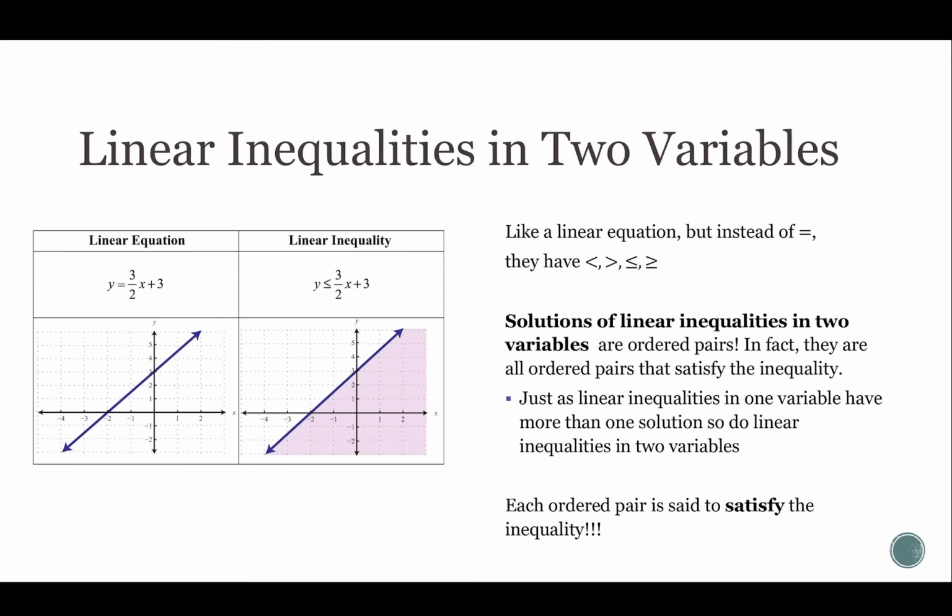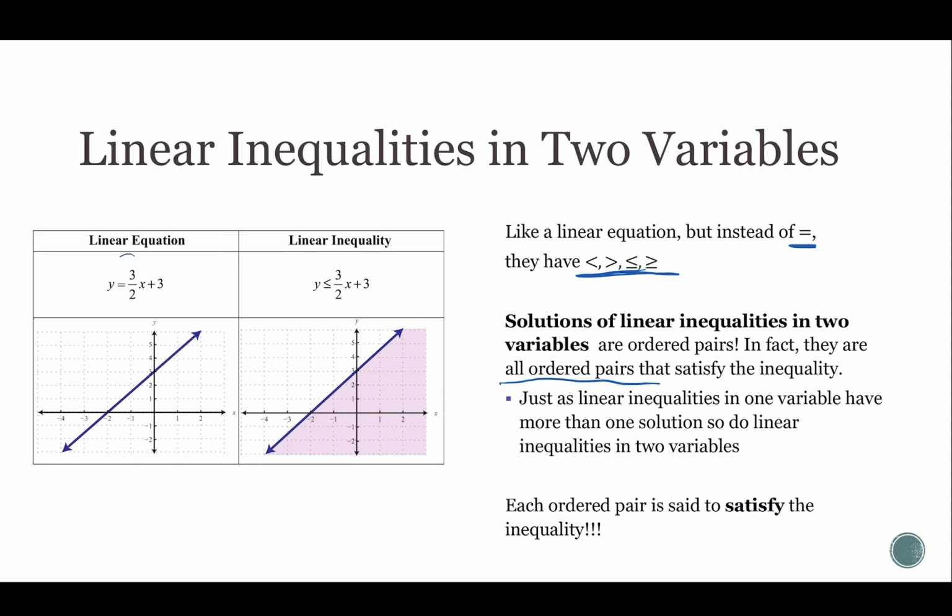So when I have a linear inequality in two variables, it's like an equal sign, but instead it has one of our inequality symbols. And the solutions of linear inequalities are still ordered pairs. It's just they're all ordered pairs that satisfy our inequality. And they can have infinitely many solutions, and each ordered pair is said to satisfy the inequality.